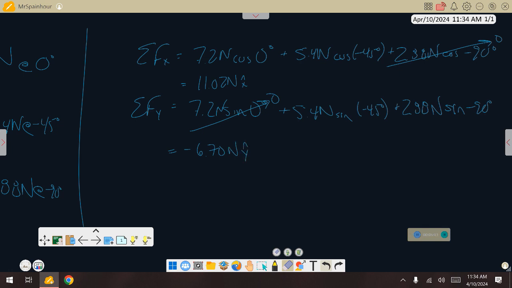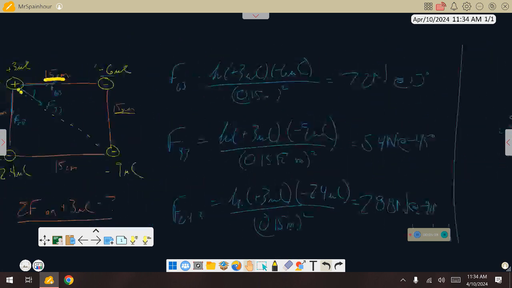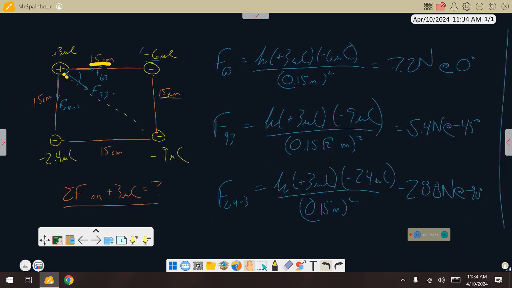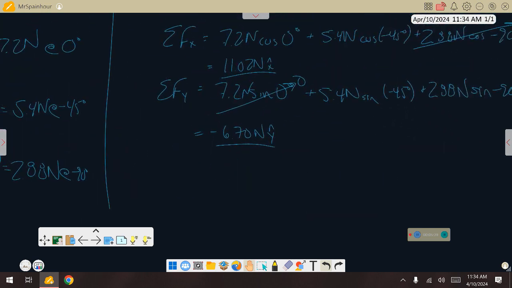And that makes sense because that says to the right and that says down. If I go back to my picture real quick, given my 3 initial arrows, it makes really good sense that this should go to the right and should go down. Okay, so let's go ahead and finish this bad boy off real quick. Pythagorean theorem to get magnitude.